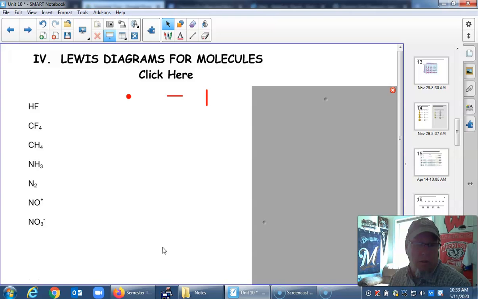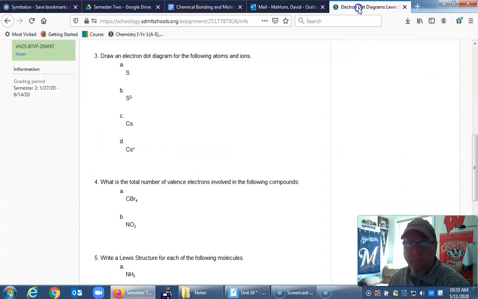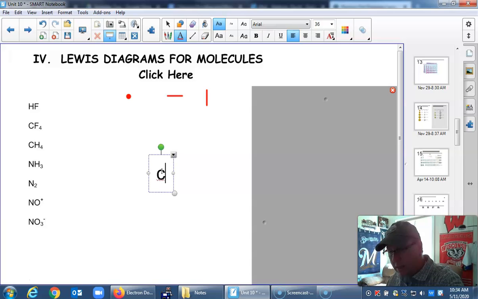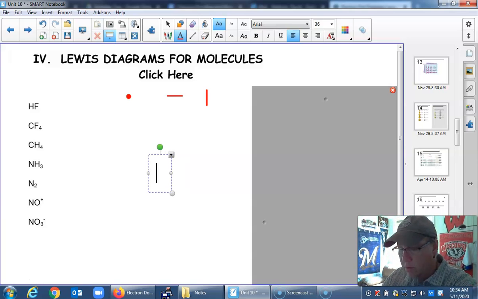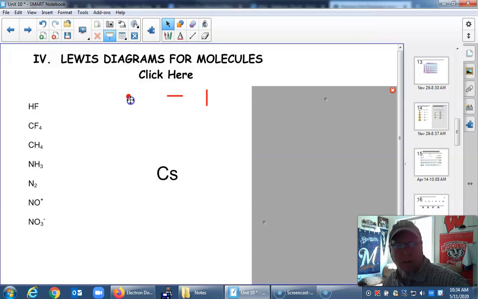So the first thing I gotta do is look at your homework. The homework that you had was 3D. What does a cesium with a positive charge look like? I'm going to start by drawing what cesium would look like. In order to draw cesium, I'm just going to put a Cs on the screen. Of course, the C should be capital. And cesium has 1 valence electron based on its position on the periodic table.